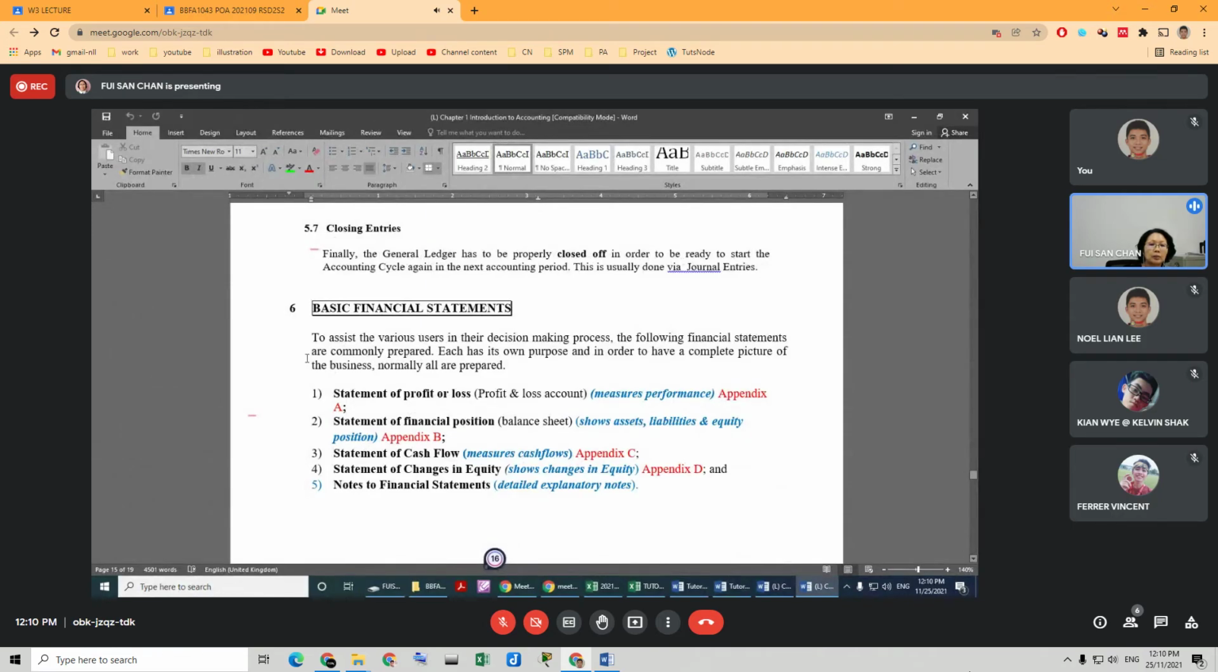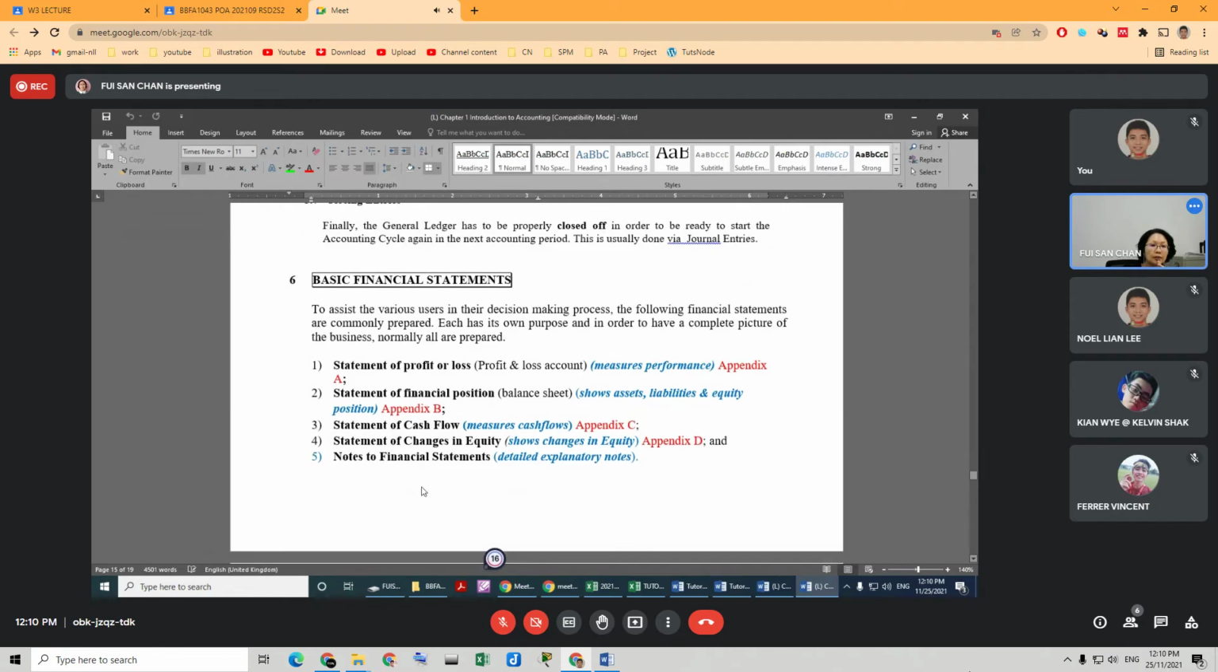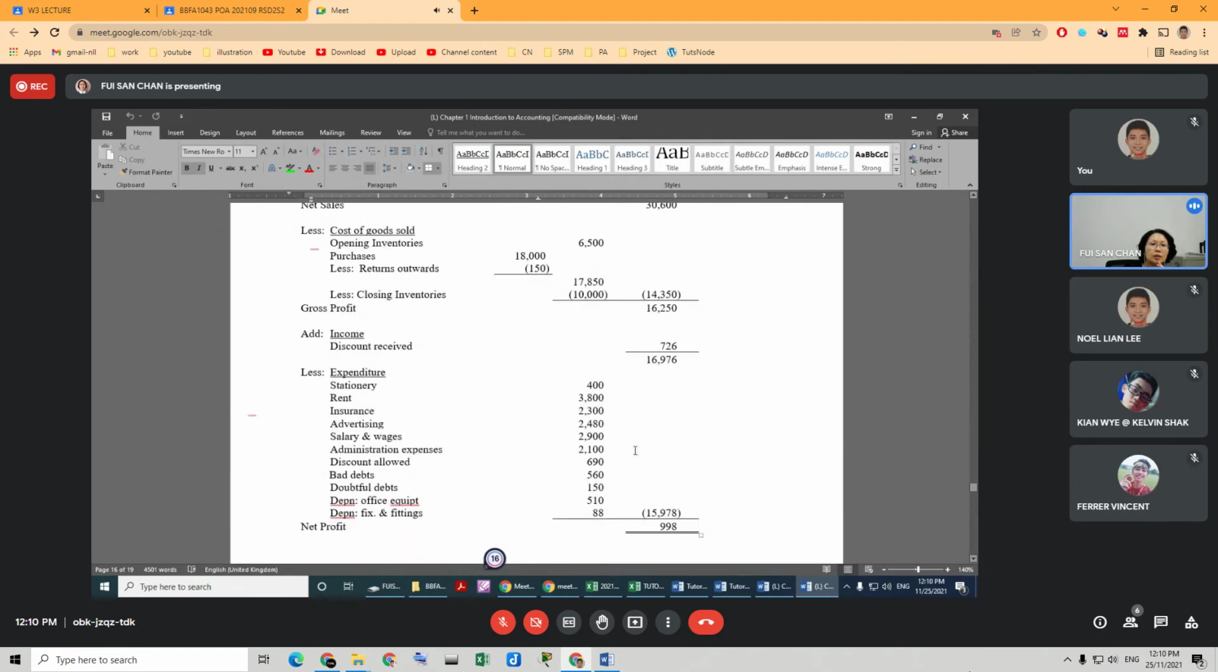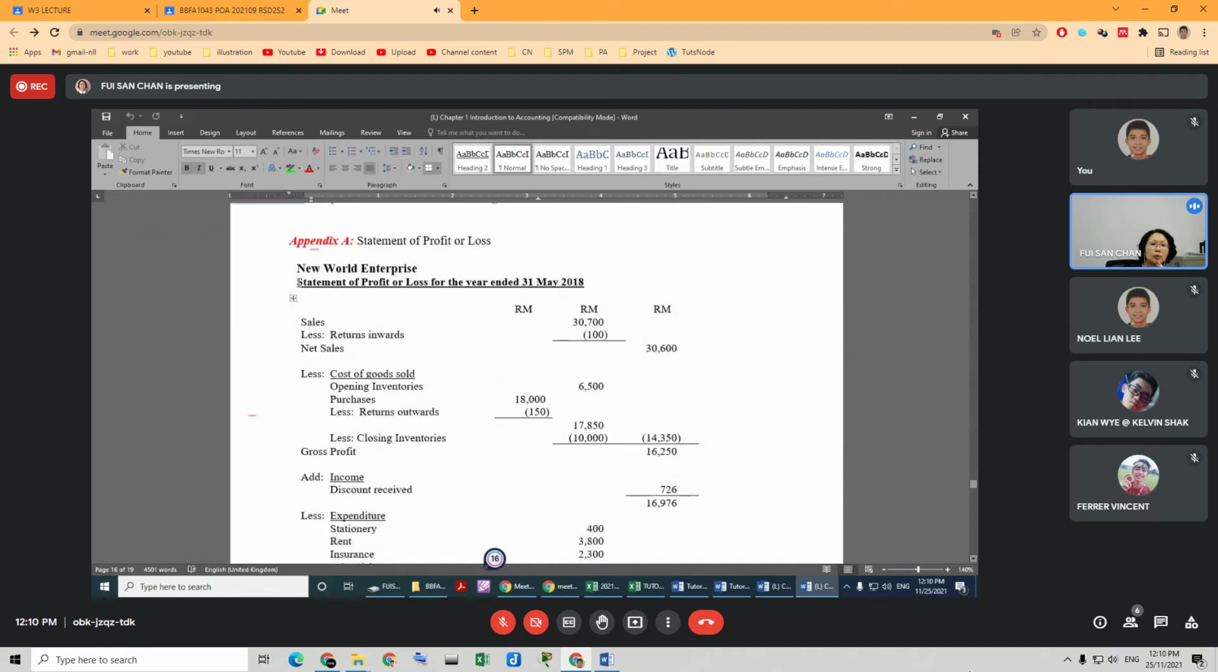These are the 5 basic ones, but for your case, you only learn number 1 and number 2. Numbers 3, 4, 5 are not in the syllabus. This is for advanced level. So this is the question, the statement, and this is the format. If you want to know how SOPL looks like, SOPL looks like this.